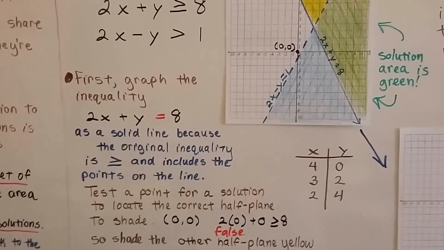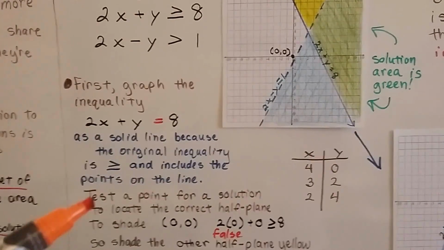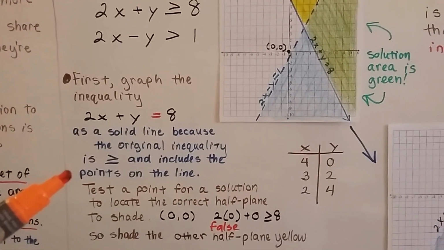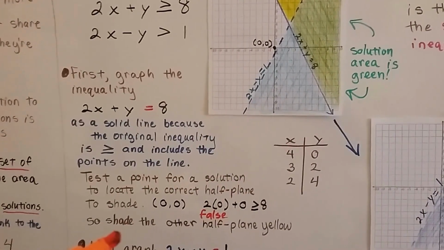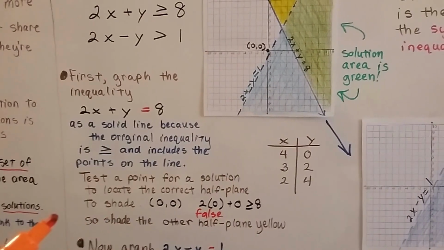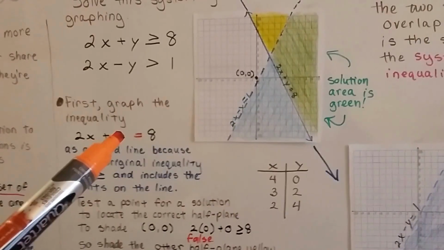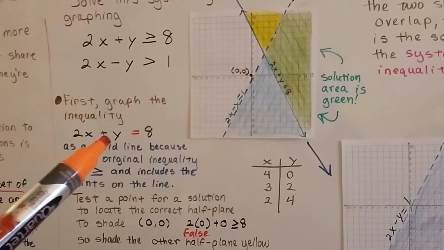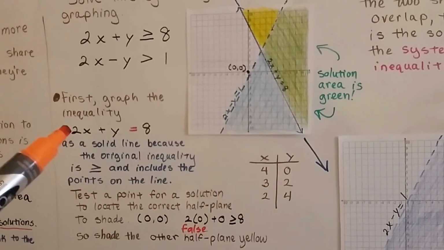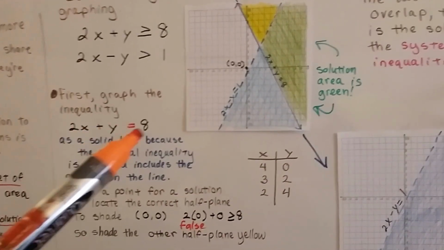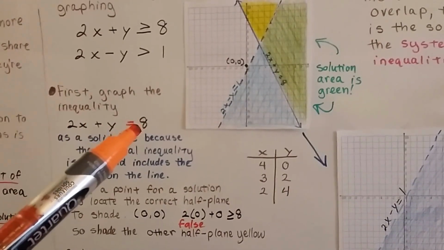So if we plug these numbers in for x and these numbers in for y, it'll make it equal 8. It's going to be a solid line because the original inequality is greater than or equal to, so that means it includes the points on the line. We find a test point for a solution to locate the correct half plane that we need to shade. So we can use 0, 0. When we solved 2x plus y equals 8, we came up with 4 and 0. So 2 times 4 is 8 plus 0 equals 8, or 3 and 2. 2 times 3 is 6 plus 2 equals 8.